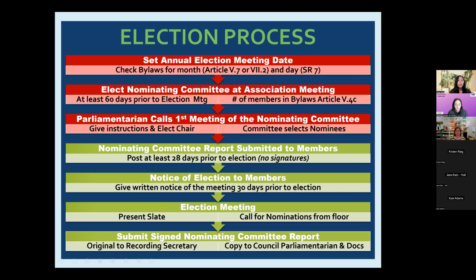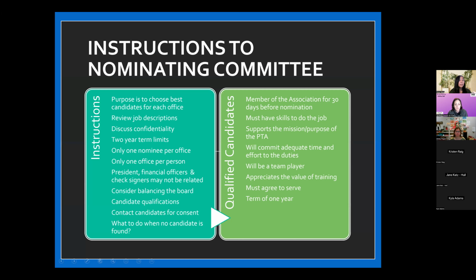All right. Okay. Instructions to the nominating committee. Is there anybody who hasn't gotten together with their nominating committee yet? Yes? Okay. All right. So quickly, this is about what you're going to do. As soon as your nominating committee is elected, the parliamentarian will contact all of the people in the nominating committee, including the alternates, and find a date that works for everyone.